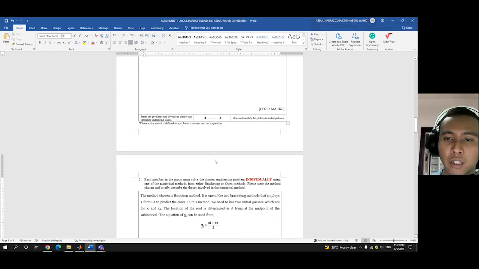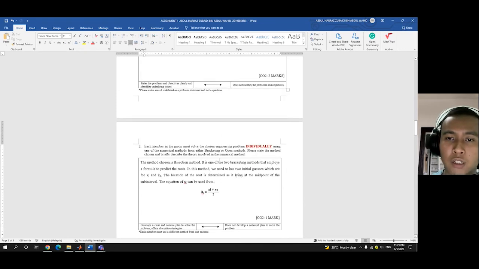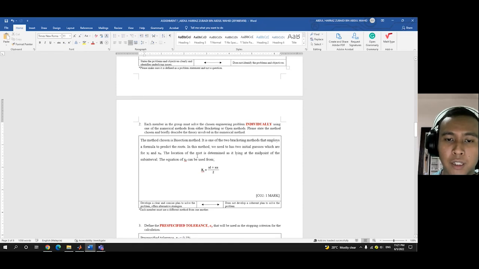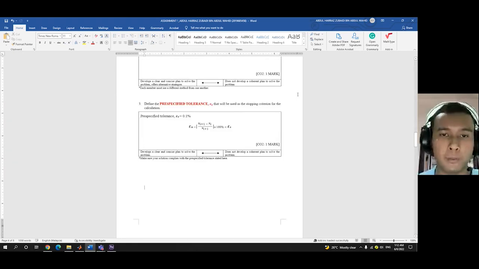The bisection method needs two initial guesses, which are HL and HU. These initial guesses are important to get HR, as the HR value can be obtained by using this equation, which is HR equal to HL plus HU divided by 2. For the specified tolerance, I use 0.1%.